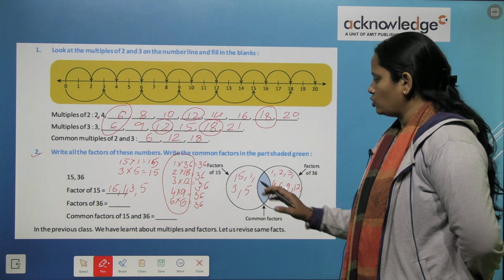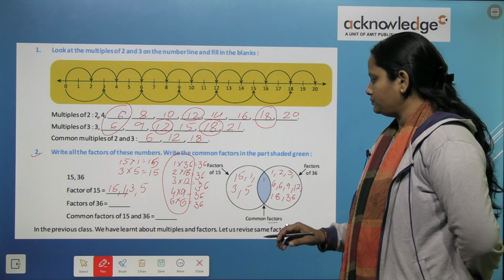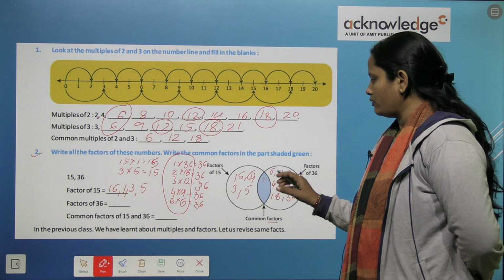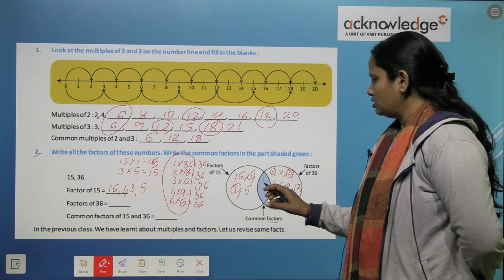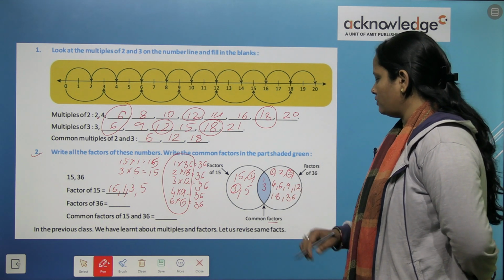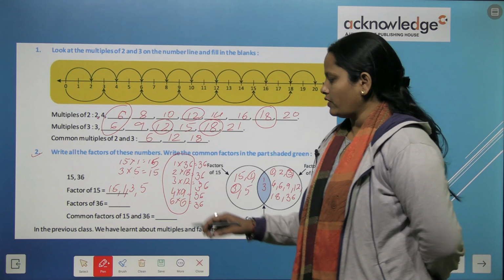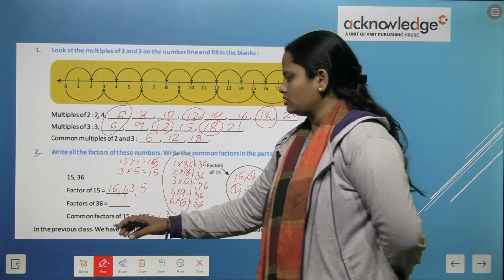अब आपको क्या लिखना है, दोनों में जो कॉमन फैक्टर्स हैं वो लिखना है. So the common one is 1, दोनों में 1 है. इसके बाद है 3 and only 1 and 3. So here the common factors of 15 and 36 are 1 and 3.